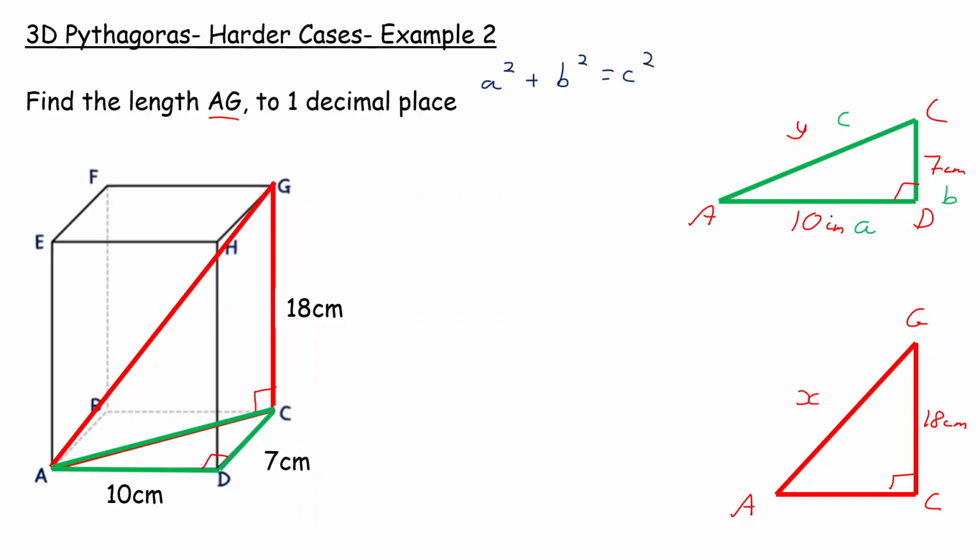Okay, and A, this time, is 10, so 10 squared plus B squared, where B is equal to 7, so plus 7 squared is equal to C squared, and C is that missing side, which I've gone and called Y. So 10 squared is 100, 7 squared is 49, being equal to Y squared. So 149 is equal to Y squared. Therefore, Y is going to be equal to the square root of 149.